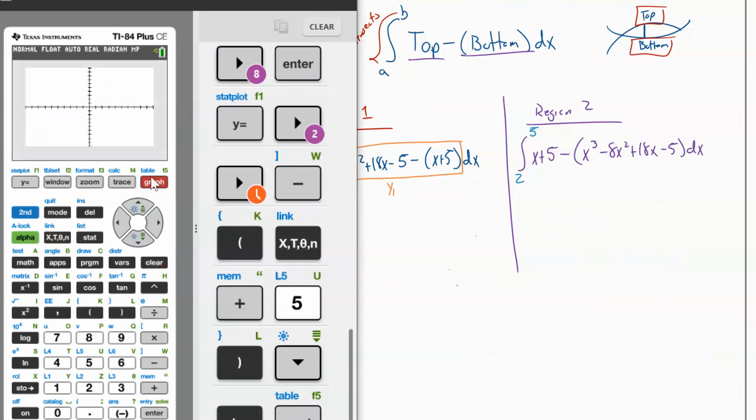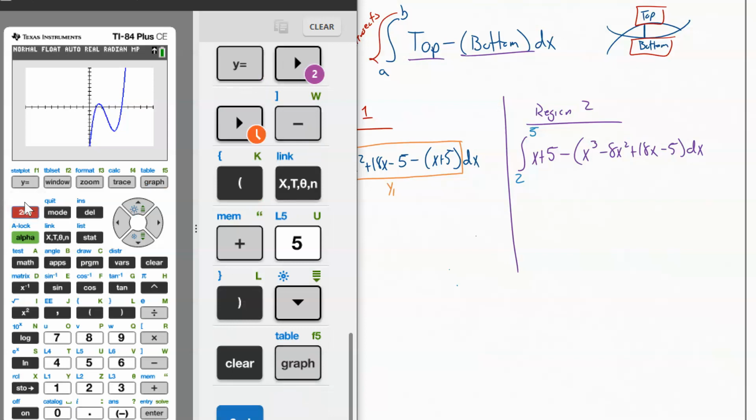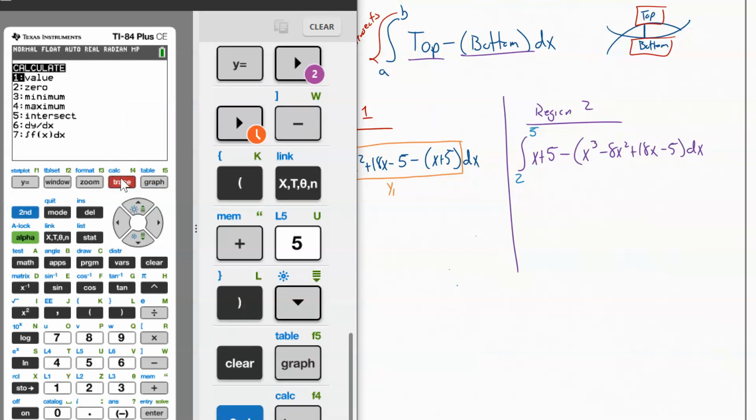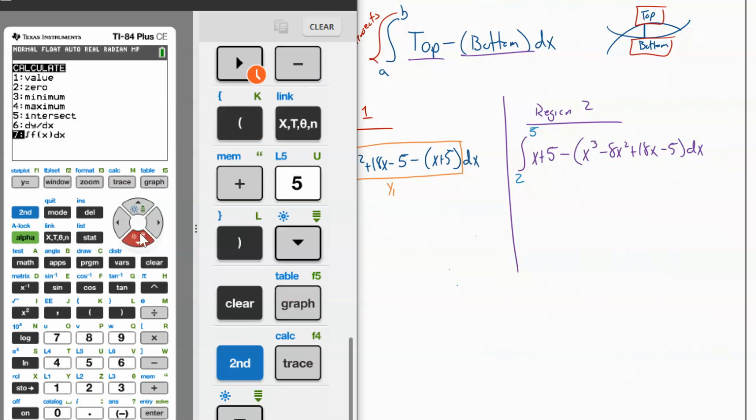So we graph this, and now to find that integral value, you hit the second button, and again choose the calc menu at the very top, and you're going to scroll down to that number 7 option this time, which is integral of f of x dx. How awesome, right? Hit enter on that.